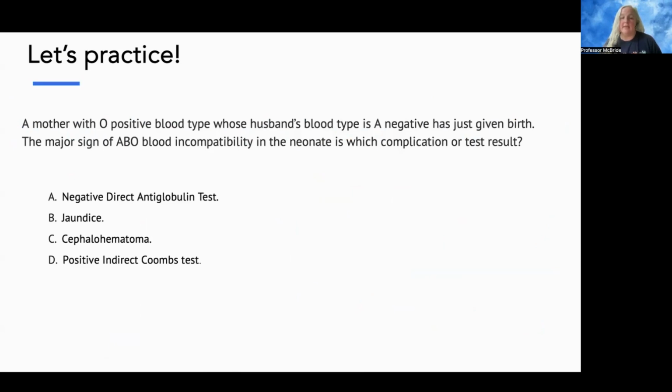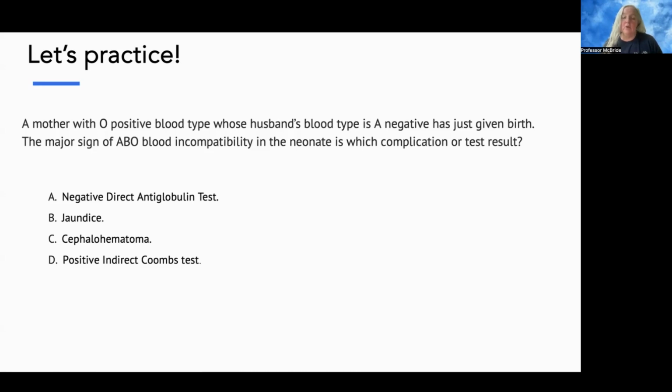So for this question, the mom is O positive and the husband is A negative. Does the Rh matter? The Rh does not matter for ABO. Now we're looking at the choices. It wants to know which test or complication is going to be a major sign of the ABO incompatibility. A negative direct antiglobulin test: that test is positive if the antibodies are found on the baby's red blood cells. So this is not correct.